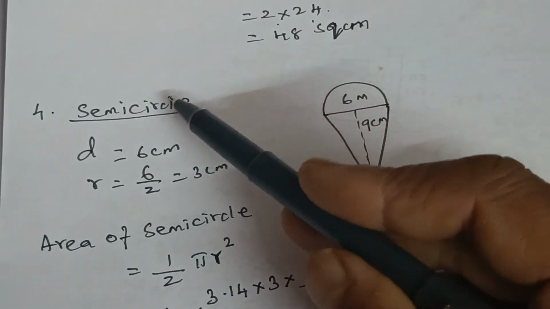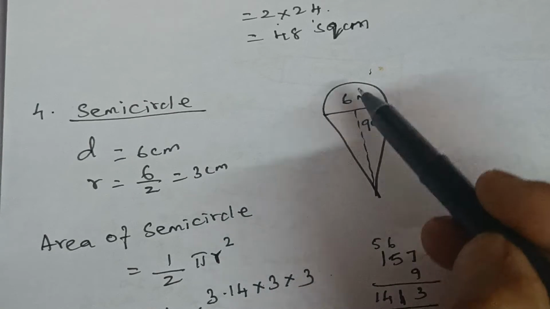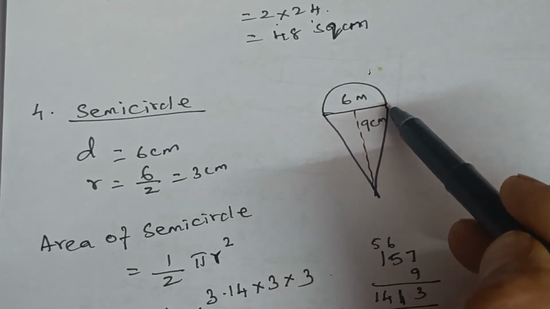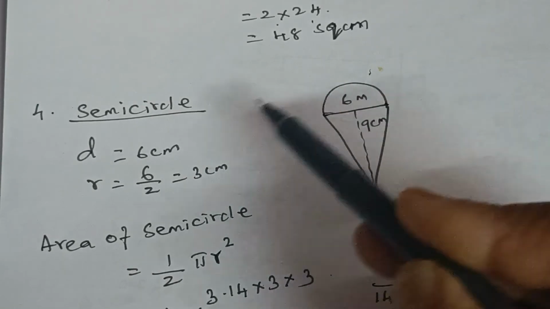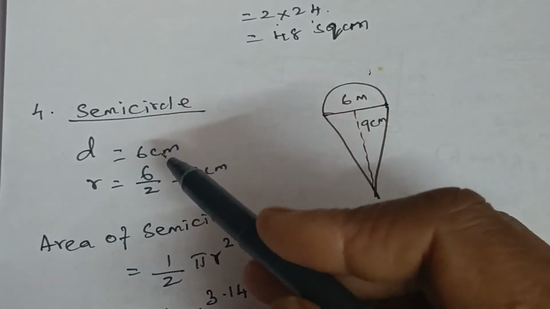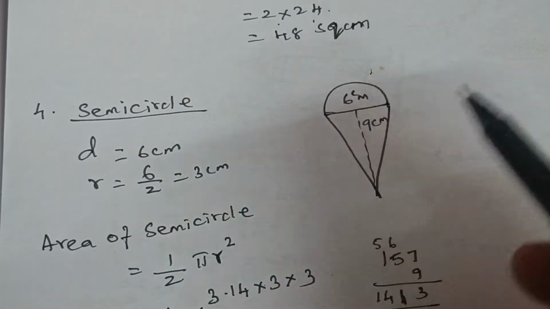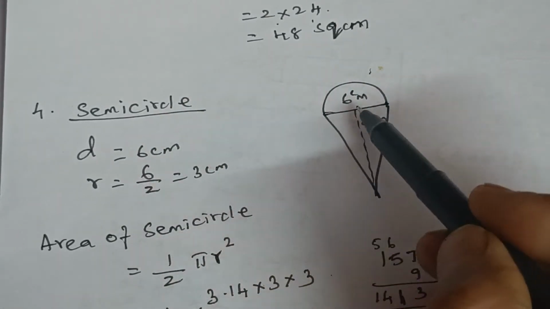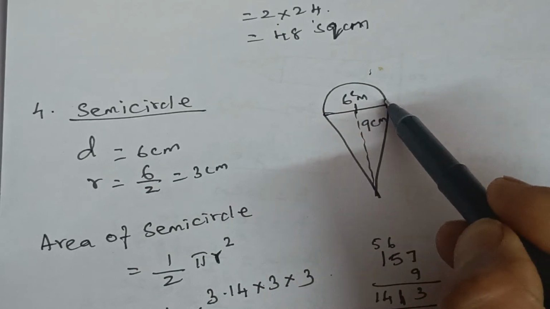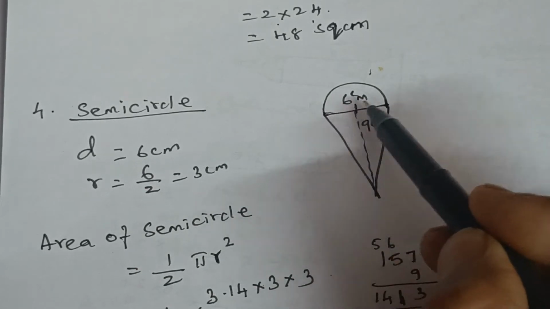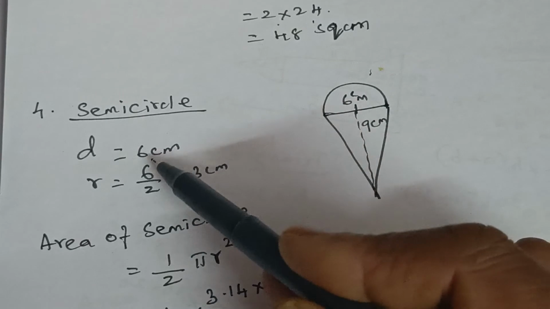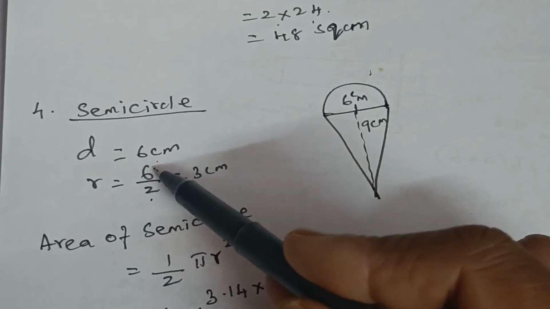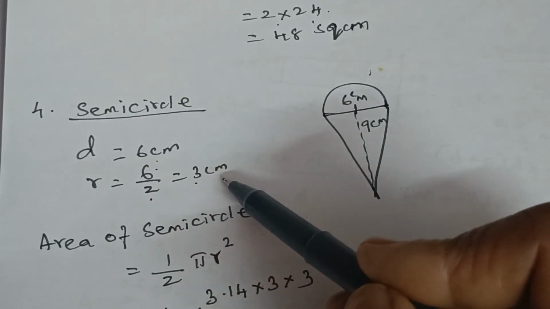Okay, now we'll take the first figure, the semicircle. What is this full length? It is the diameter. So, D is equal to 6 centimeter. And what is the radius? To find the area, we need the radius. Radius is half of the diameter, that is 6 by 2. When you divide 6 by 2, we get 3 centimeter.